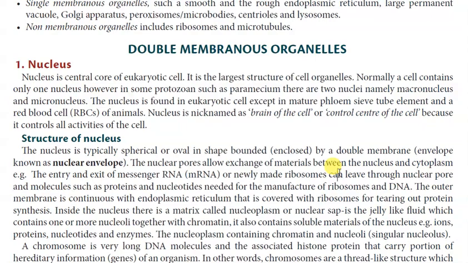We will discuss it in detail when we study genetics, but what we need to know here is that in the structure of the nucleus, the double membrane is not continuous. We have the nuclear pores which allow the exchange of materials between the nucleus and the cytoplasm. For example, messenger RNA exits from the nucleus to the cytoplasm, where it is used in the process of protein synthesis. Also, newly made ribosomes can leave through the nuclear pores, and molecules such as proteins and the nucleotides needed for the manufacture of ribosomes and DNA enter the nucleus.